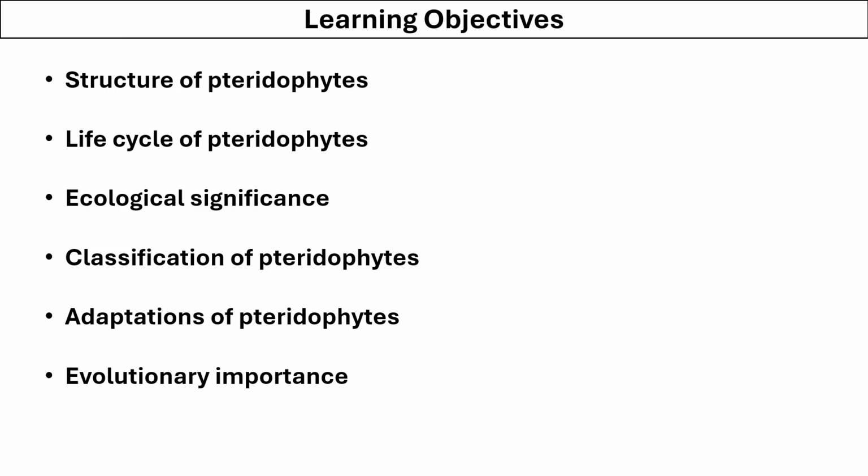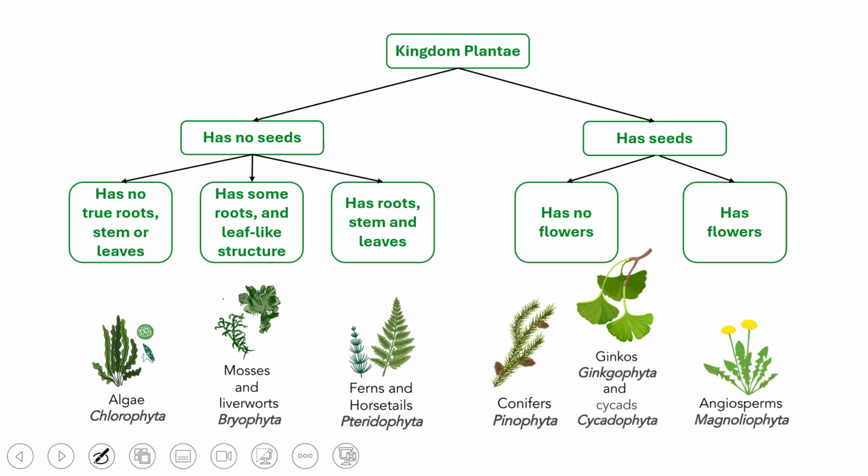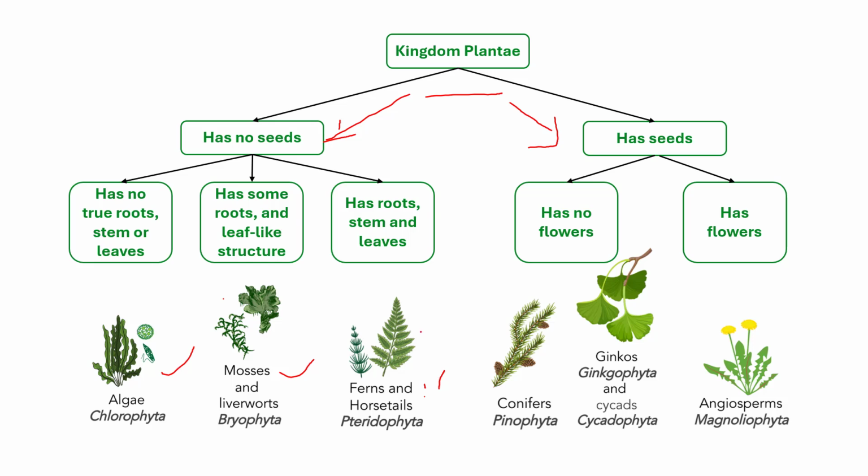In this lecture, we'll study the structure, life cycle, ecological significance, classification, adaptation, and evolutionary importance of pteridophytes. So you all have seen this chart before, where we look at the classification of kingdom Plantae based on the presence of seeds or absence of seeds. In the seedless plants, we have studied algae and bryophytes, and today we are studying pteridophytes, which are a bit evolved from bryophytes because they have roots, shoots, and leaves.